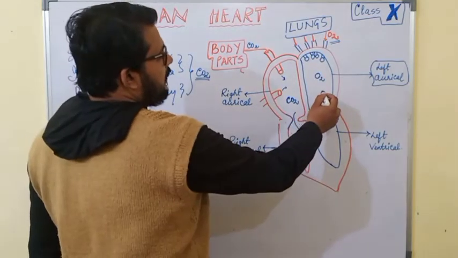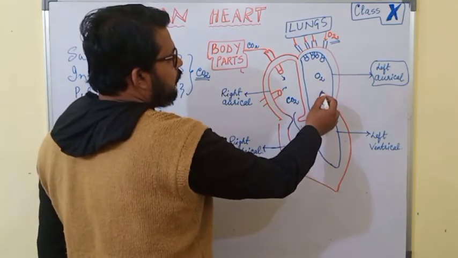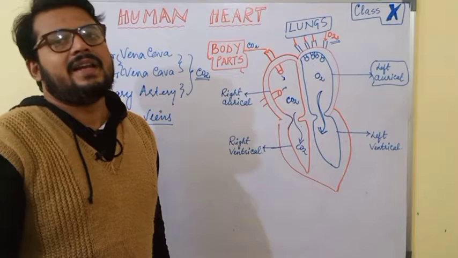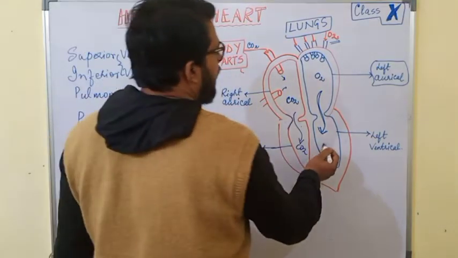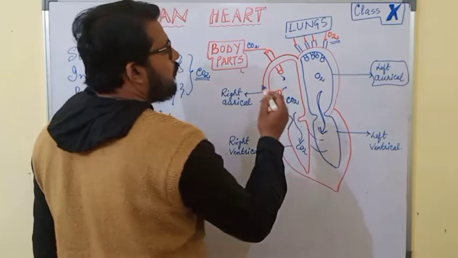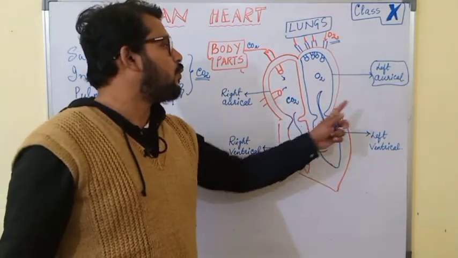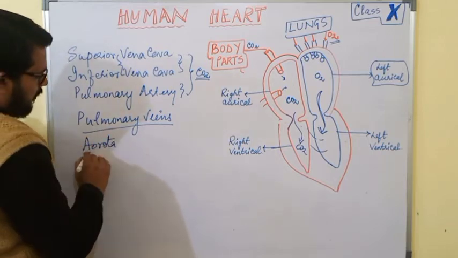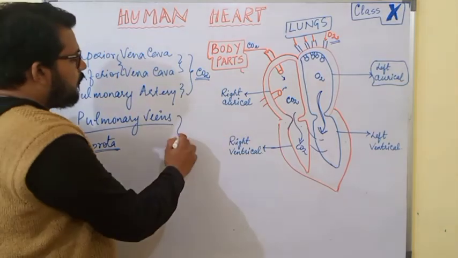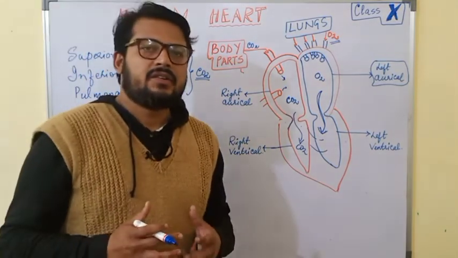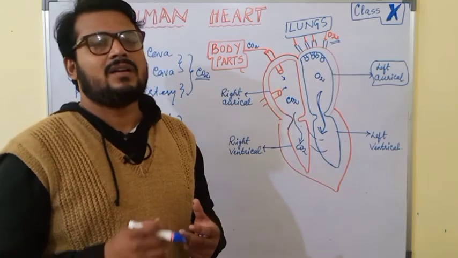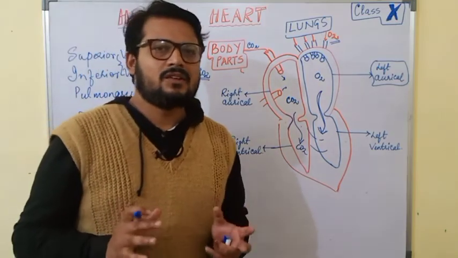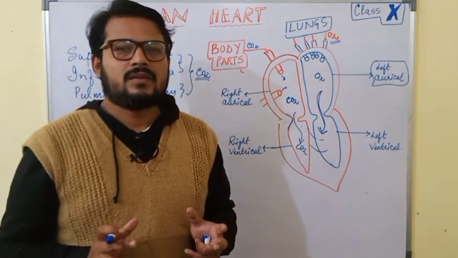Once the oxygenated blood has completed its volume in the left auricle, it is going to get transported into the left ventricle, and the left ventricle will send it back to the body parts, right? And the blood vessel responsible for carrying this oxygenated blood to the body parts is the aorta, right? So in today's video we have learned about the conducting system of our heart, how the blood flows and moves within our heart, right? This was a small topic from the chapter life processes from class 10th.